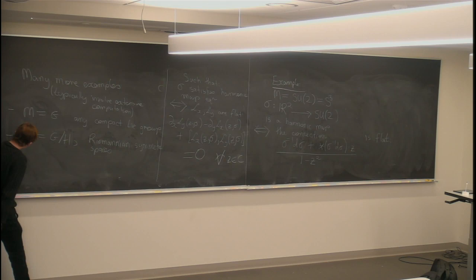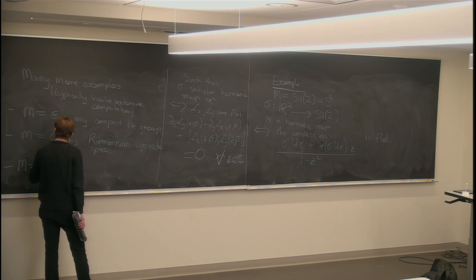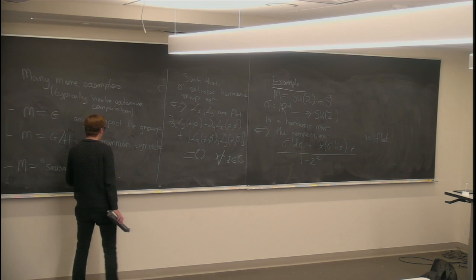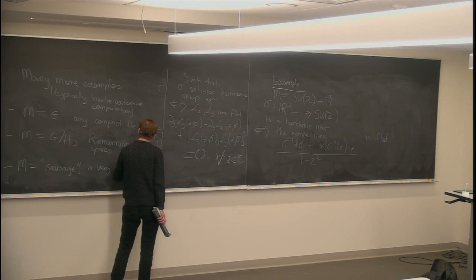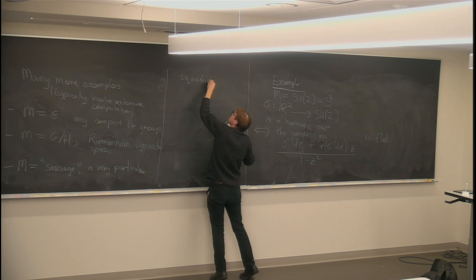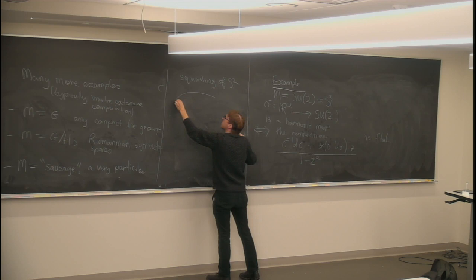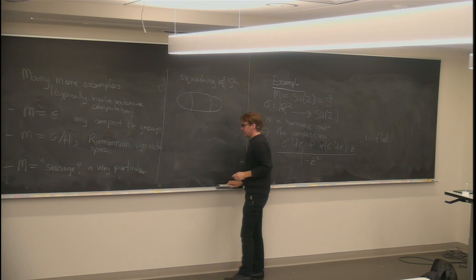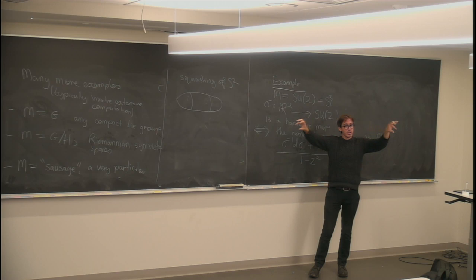Here's another funny example. M to be what's called a sausage, which is a very particular squashing of S2, looks like this. I'm not much of an artist, but it's S2 squashed in a very particular way. There's a formula for the metric. This was discovered by Zamolodchikov, somebody else in the early 90s.